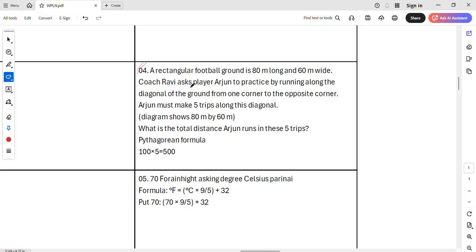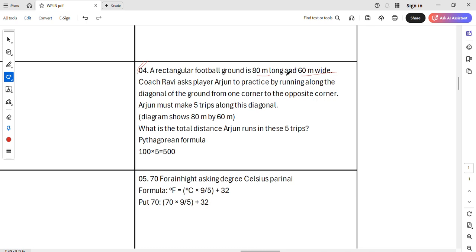Then number 4 is asking the question: a rectangular football ground is 80 meters long, 60 meters wide. Coach Ravi asked Arjun to practice by running along the diagonal of the ground from one corner to the opposite corner. Arjun must take 5 trips along the diagonal. What is the total distance Arjun will run in the 5 trips?